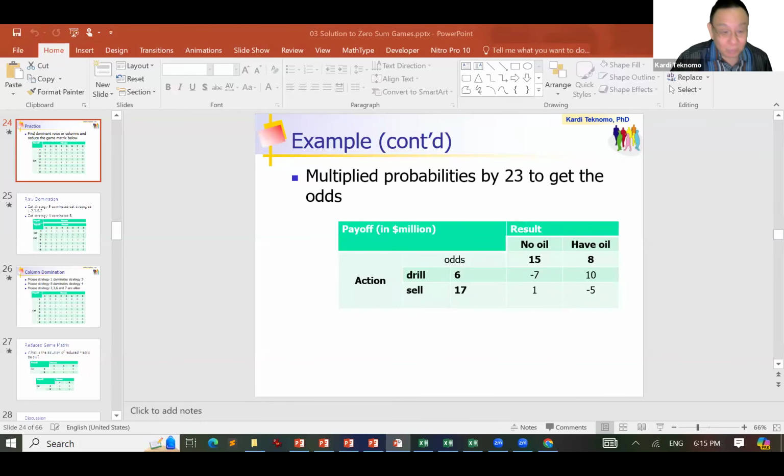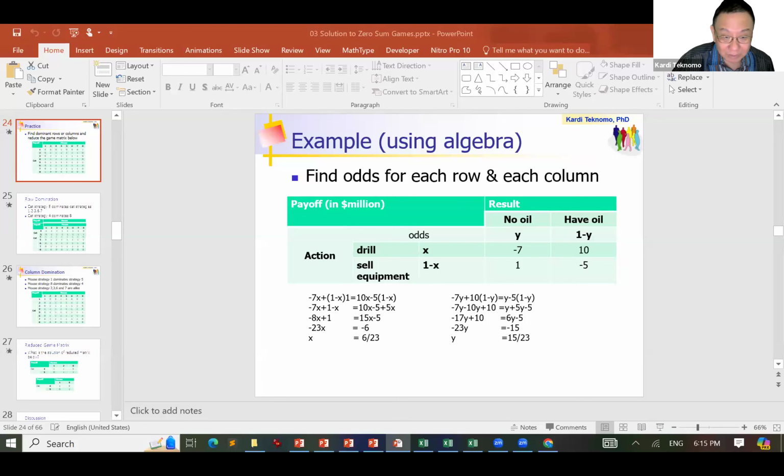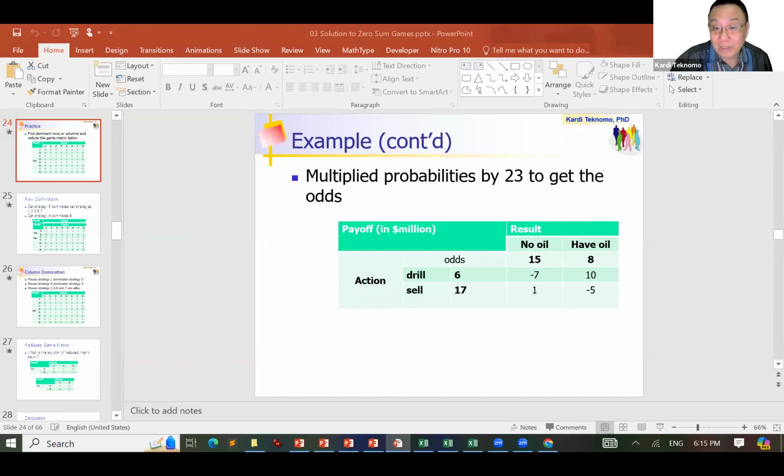So if you multiply this probability, this is 6 over 23 and 15 over 23, so the denominator is 23. You multiply that, so you get the odds. These are the odds of drilling and selling, no oil and oil. So by getting the odds, you know the equilibrium is in here, sell and no oil. So this is the value. The question is how I will get the game value.